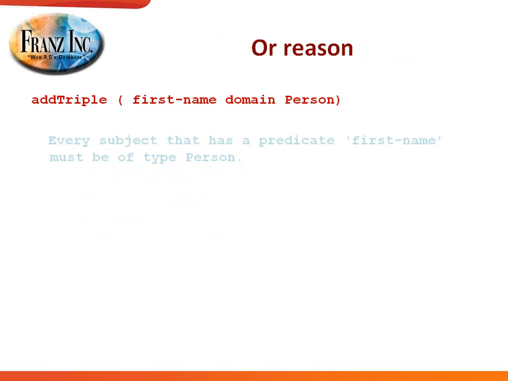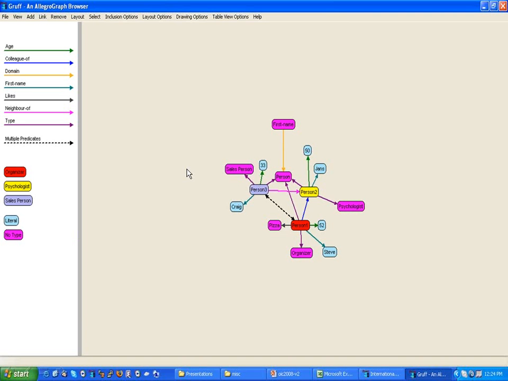Now, one other characteristic of triple stores is that they do reasoning, and this is the smallest reasoning tutorial on Earth. Basically, I say here that with this triple, every subject that has a predicate first name must be of type person. And if I add this triple to the database, then suddenly I see that person 3 and person 2 and person 1 are all of type person. Just by having this one little triple, I now suddenly have more information in my database.